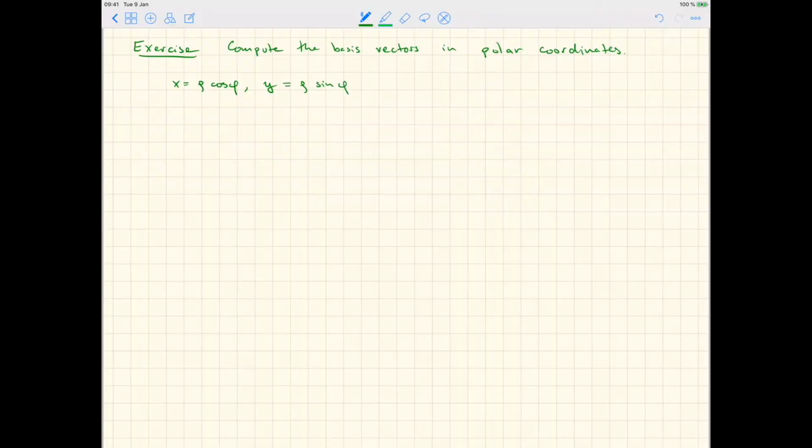So let's first compute the tangent vectors. The tangent vector E rho is by definition given by the partial derivative of the position vector with respect to the polar coordinate rho. Since the Cartesian basis vectors are constant, this is given by dx/d rho multiplied by E1 plus dy/d rho multiplied by E2. Computing these partial derivatives, we end up with E1 cosine phi plus E2 sine phi.